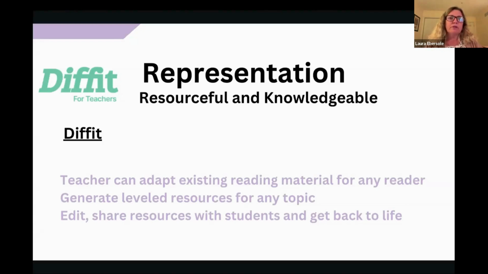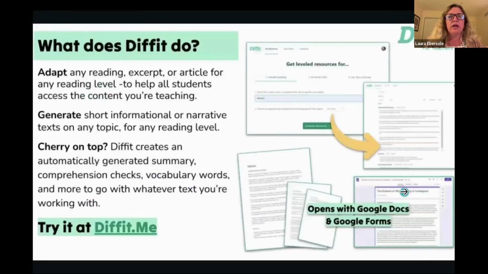Along with that resource, it'll give you the article, it'll give you a summary, it'll give you multiple choice questions, it'll give you short answer questions, it'll give you open-ended questions, it'll give you a list of vocabulary. So it's hitting all the targets in representation on the UDL model. And it also will then take it and put it into either a Google Doc for you, a template, or a Google form. So that is another great website I would look at if you are interested in adapting any of the readings, excerpts, or articles.